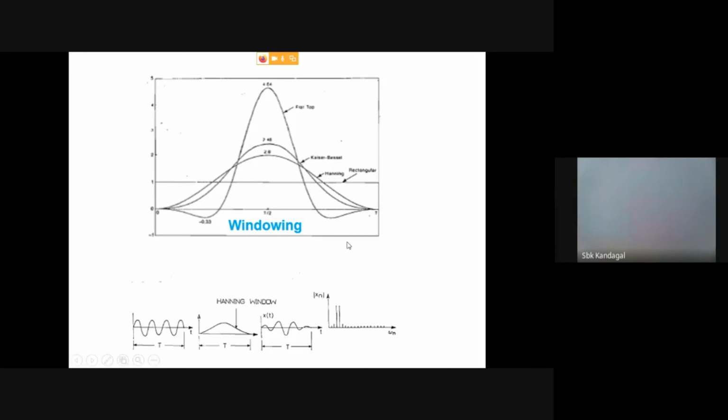So in the windowing, we have varieties of things. We have flat top window, Hanning window, rectangular window, etc. We will not go in depth into this, but using the windowing techniques, one can avoid this leakage problem due to the truncation of the acquired data.